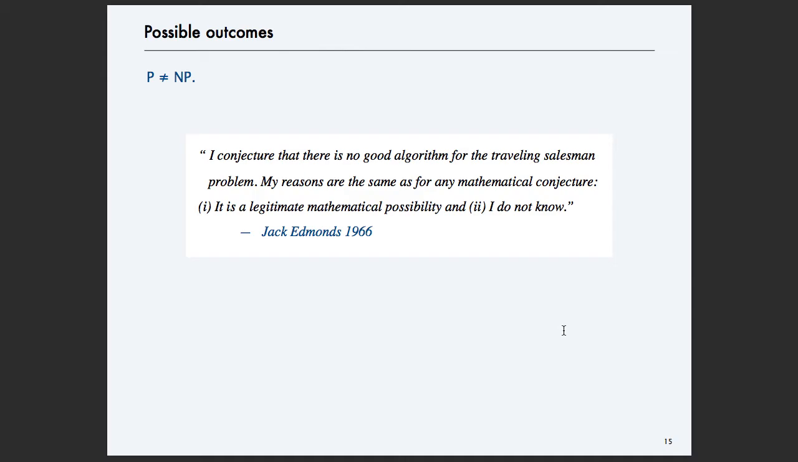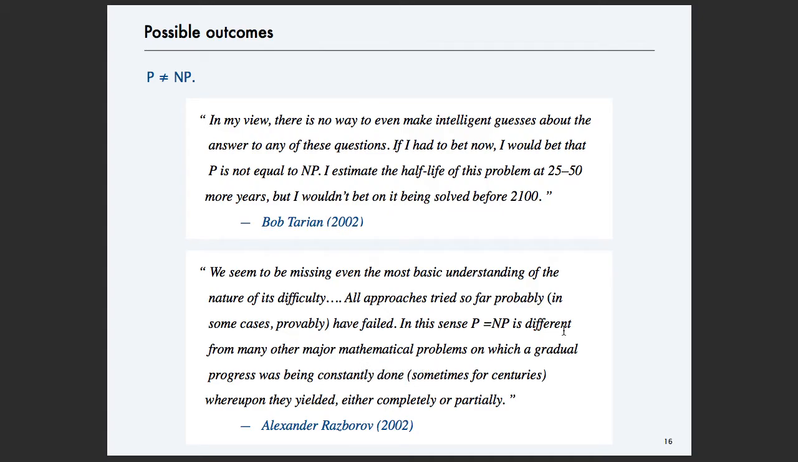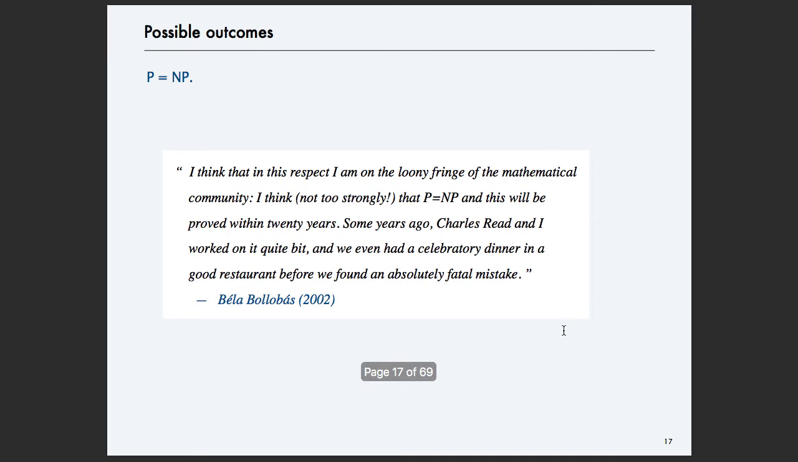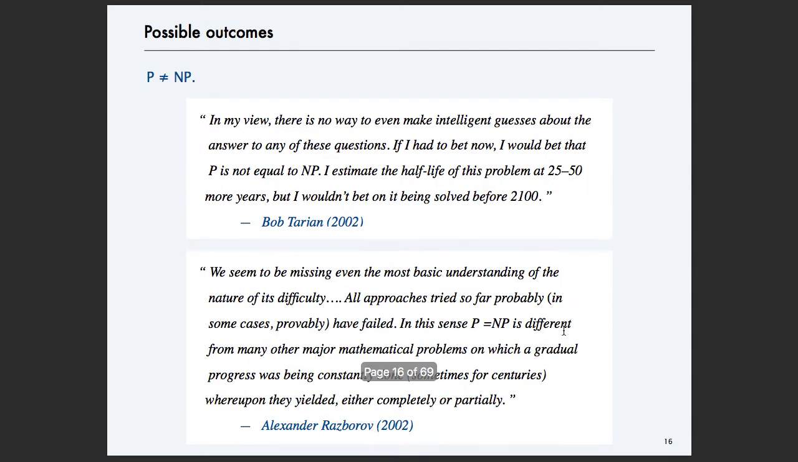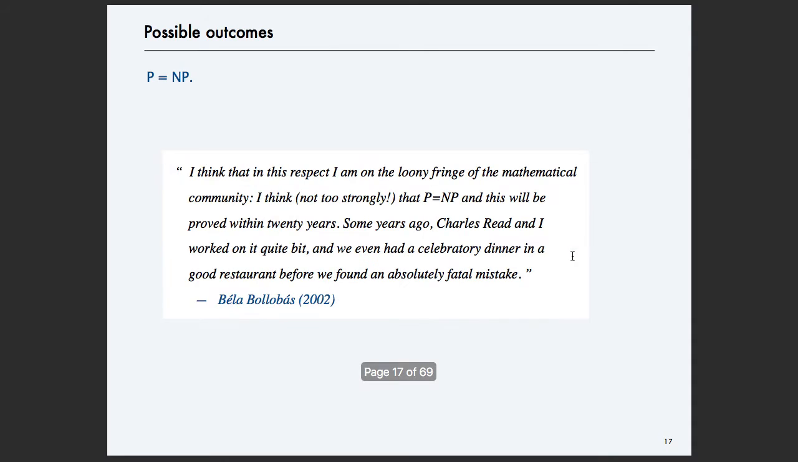I conjecture there is no good algorithm for the traveling salesman problem. That's Jack Edmonds. It is possible, but I do not know. Maybe. Tarjan and a bunch of other people say no. Some other mathematician, to tell you the truth, I don't know any of those guys except for Tarjan, says, no, I think you can.